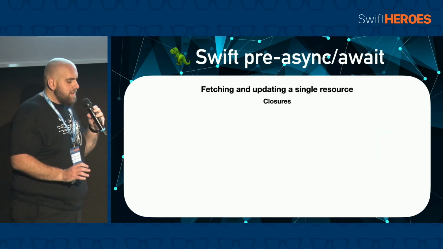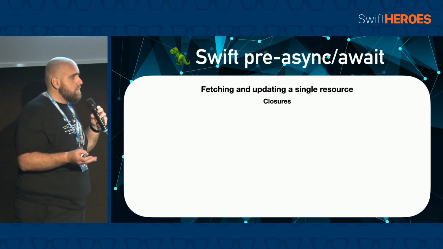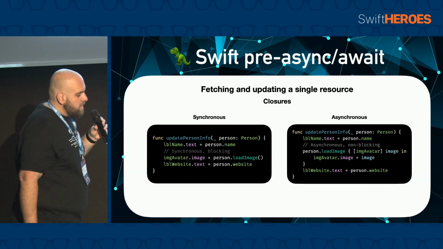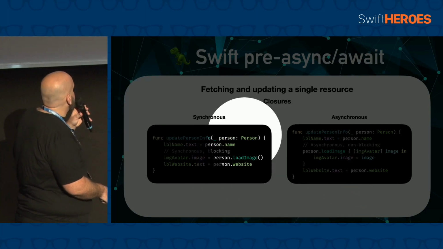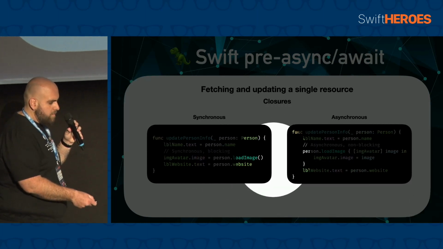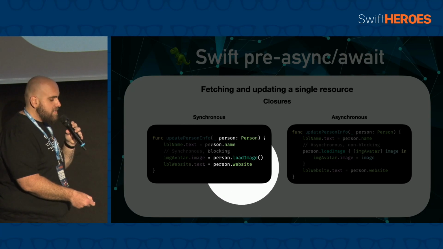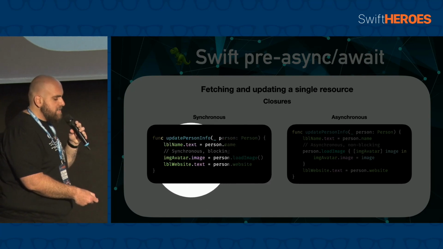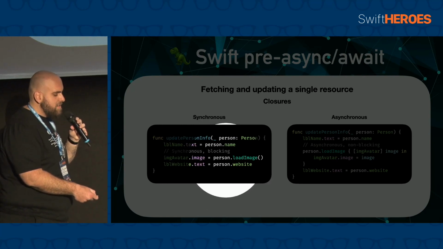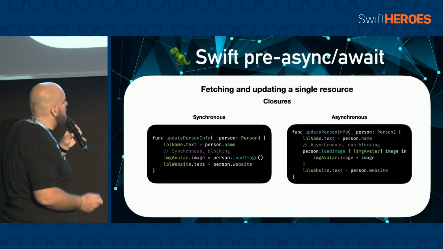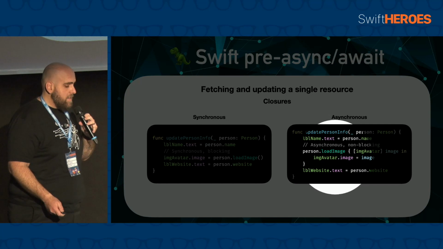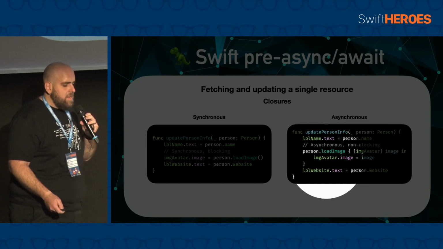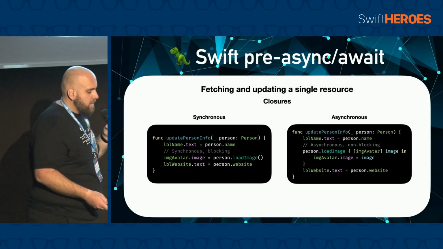So let's talk about a very common task of fetching a single resource asynchronously. Today, if I want to run some code synchronously, I might write this load image and just block the current thread. This is synchronous, so it's pretty easy to read, but it's not very efficient because it's going to block the current thread. On the other hand, we might have this closure-based version that would work asynchronously. I pass a closure to it, and then I update the avatar when I get the result later on.